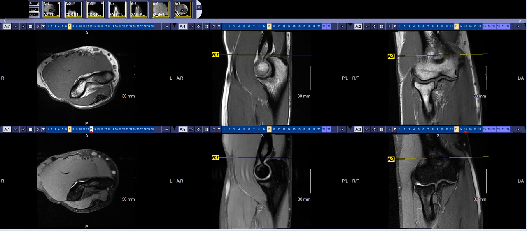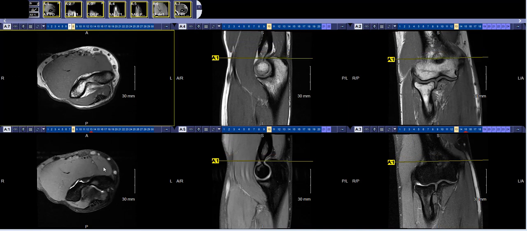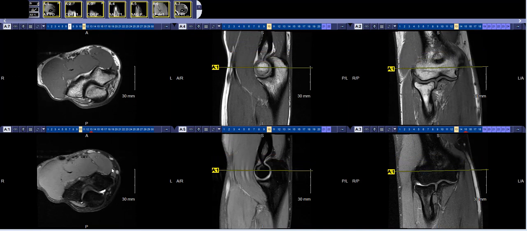I'm continuing on with upper extremity joint MRI with an elbow MRI. I have a routine elbow MRI protocol pulled up today for us to review. Our routine protocol encompasses 3 planes: axial, sagittal, and coronal, and we perform each plane T1 on the top here and PD fat sat on the bottom.